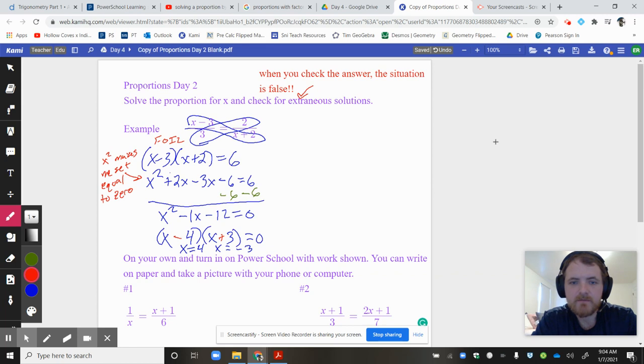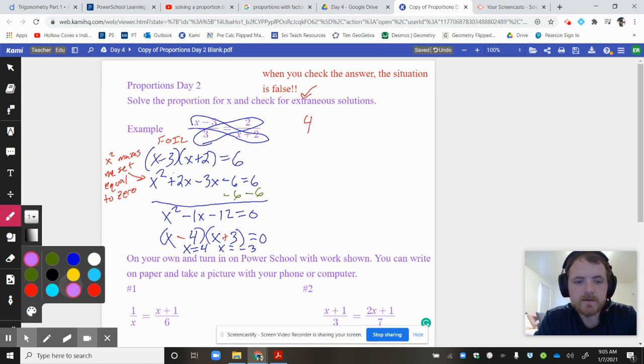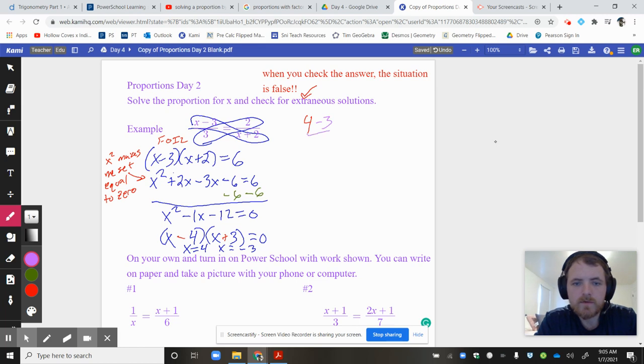That gives me 4 minus 3 over 3 equals 2 over 4 plus 2. So this turns into, I get a 1 over 3 and a 2 over 6, which, yes, those are the same fraction. Remember, a proportion is a fraction equals a fraction. So that works. 4 is not extraneous.